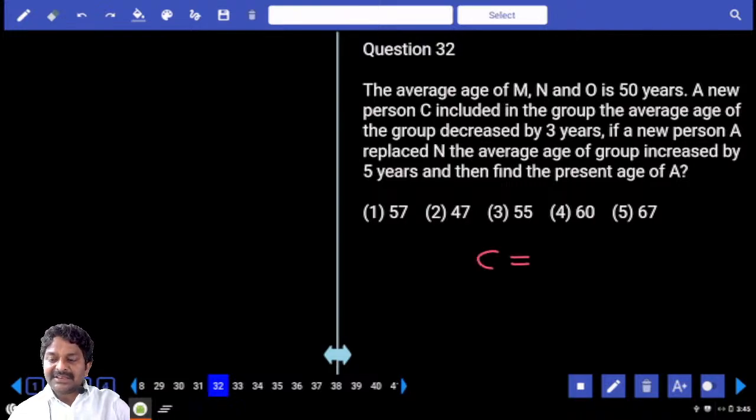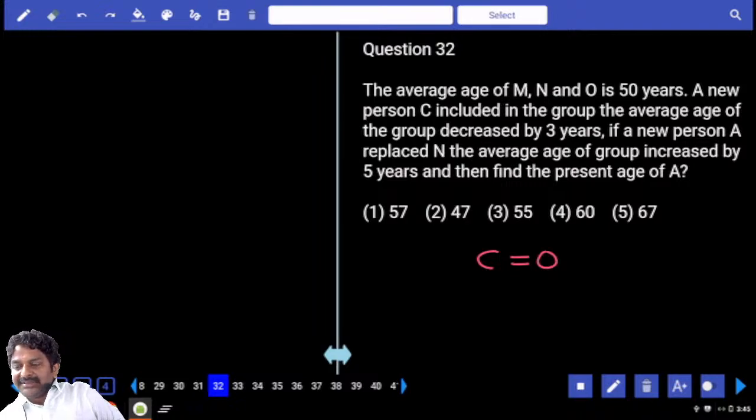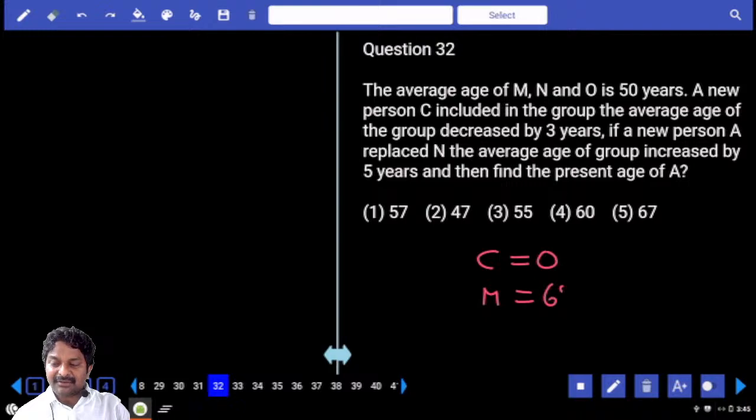C's age is same as O's age. There is one correction. And the other correction, M's age is equal to 65. That is the information missing in that question.